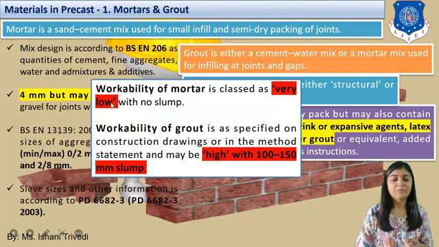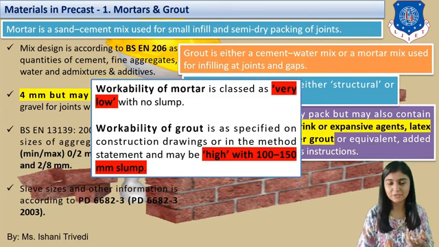Okay. Now, workability of mortar is classified as very low with no slump, right? The mortar means it will be a completely dry mix. Its slump value should be 0. It means if the slump value is 0, then the workability will be definitely low. We have studied about this in the slump test for workability.